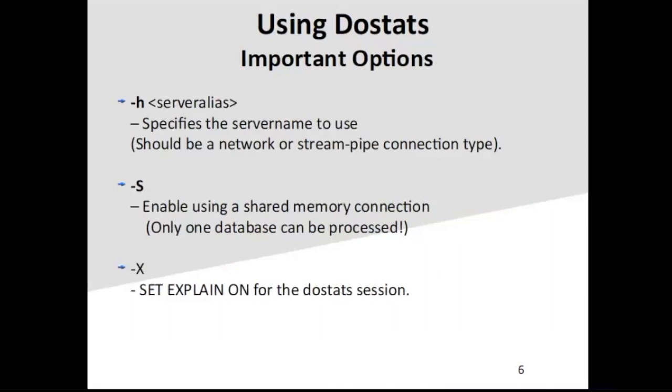Okay. Dash H lets you specify a server, so you don't have to run Dostats against the default server. You can specify a different server to run against. It should be a network or a stream pipe connection. If you need to use a shared memory connection, you must use the dash capital S option to tell Dostats not to try to connect to two different databases at once. By default, it will connect to the sysmaster database to get a list of matching databases so that you can run Dostats against multiple databases, which we'll talk about in a slide or two.